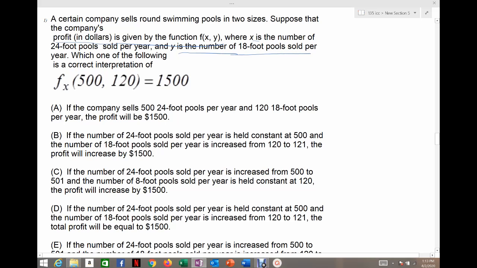What we have is the rate of change function, and specifically this is the function we're given with this information. And so we'll find the first derivative with respect to x. So x is the variable that's changing. When x is at 500 and y is at 120, when we plug those values into that first derivative with respect to x, the value that comes out is 1500.